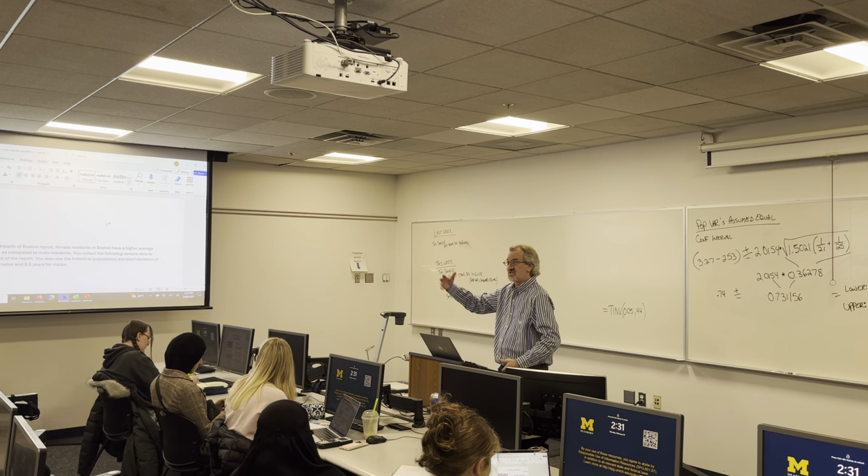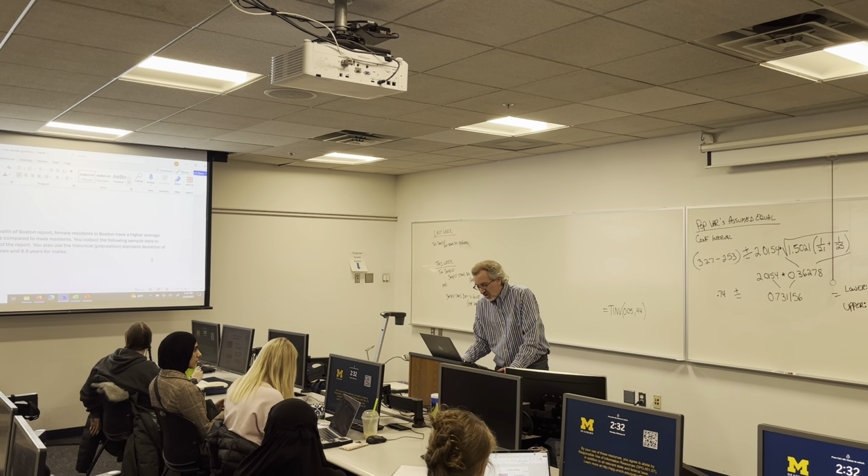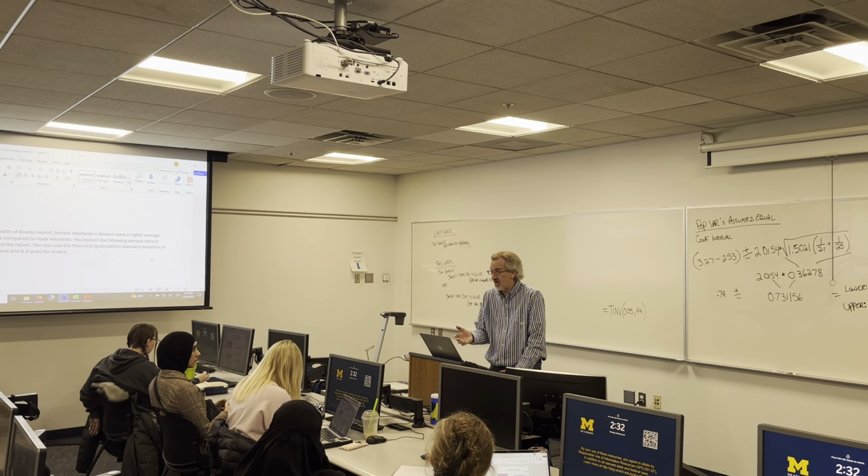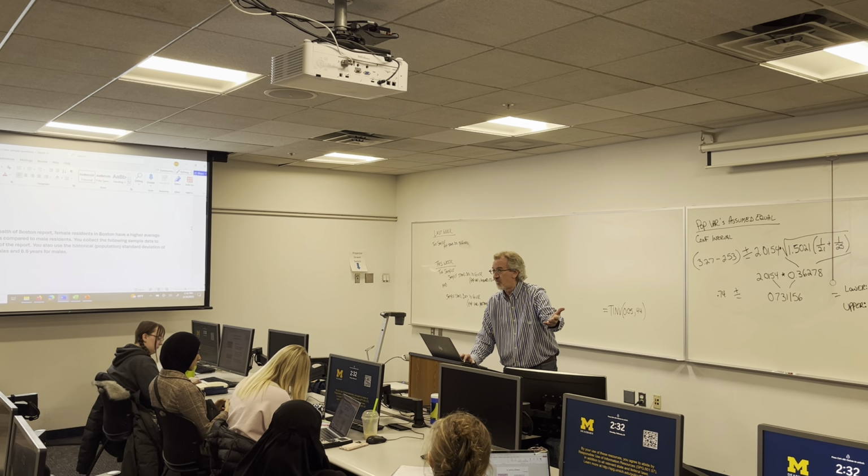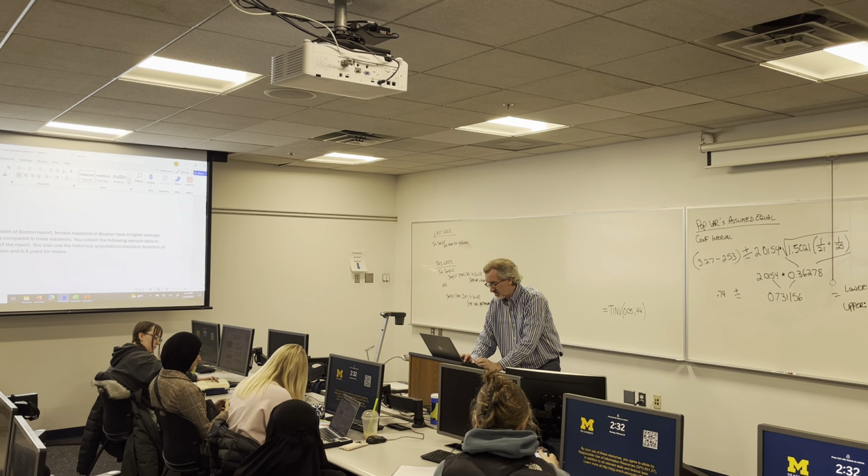So one sample is going to be life expectancy of females, one's going to be male, it looks like. You collect the following sample data to verify the results of the report. You also use historical population standard deviations of 8.2 years for females and 8.6 years for males. And then it goes on and on, but you have enough information right now to tell me Z or T? Z it is, because you were given the population standard deviations, right? All right, good. And there's only one equation to use, and it was from last week's homework. You're pulling out last week's homework, look at the examples, you apply it to this question.